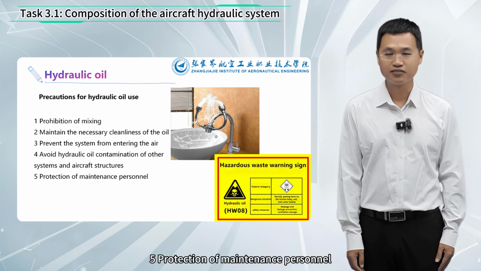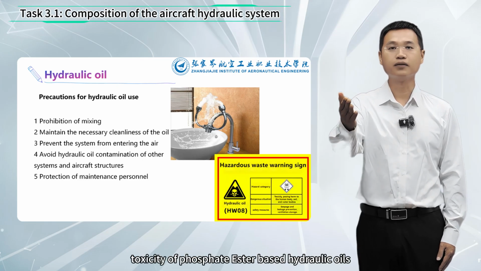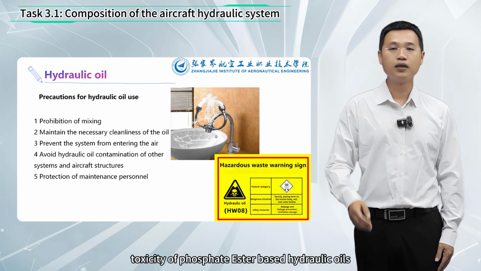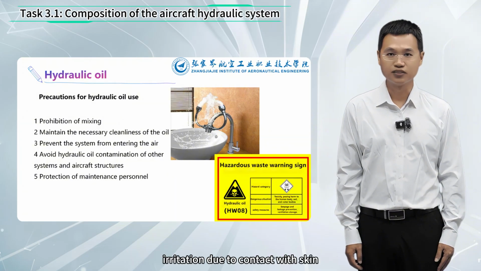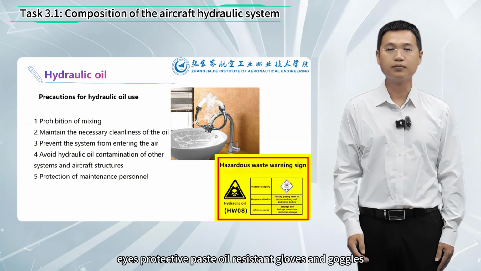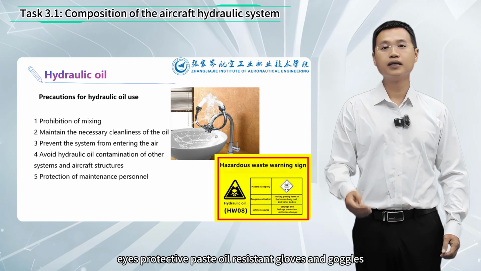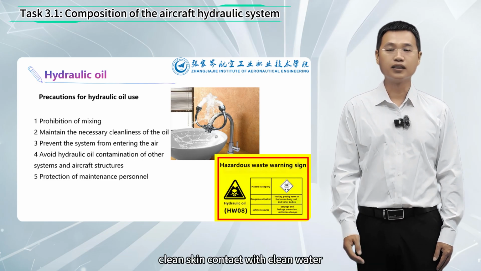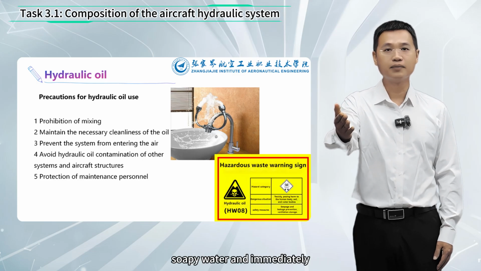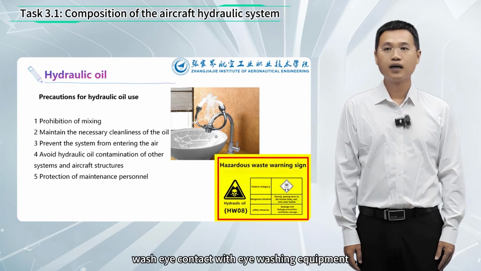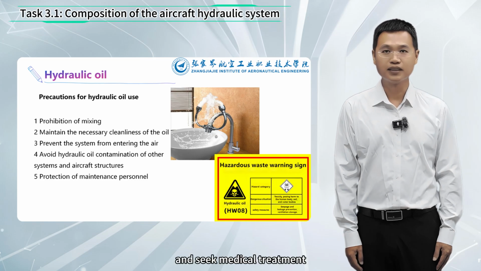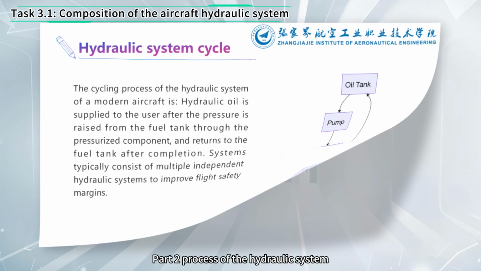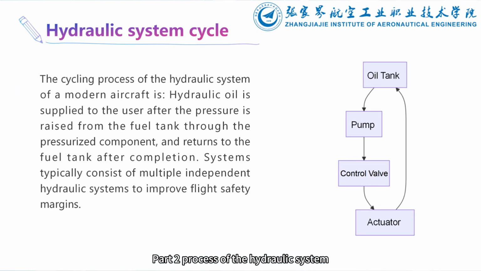5. Protection of maintenance personnel. Phosphate ester-based hydraulic oils are toxic and cause irritation due to contact with skin and eyes. Use protective paste, oil-resistant gloves, and goggles during maintenance. Clean skin contact with clean water and soapy water, and immediately wash eye contact with eye washing equipment and seek medical treatment. Part 2. Composition of hydraulic system.